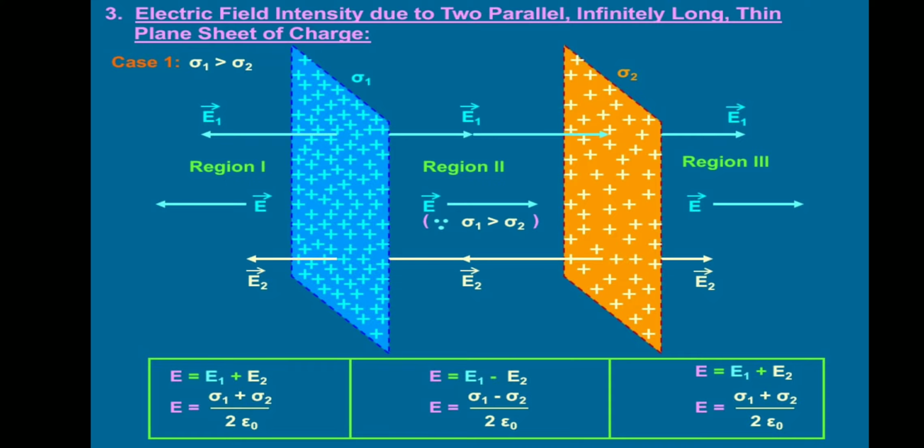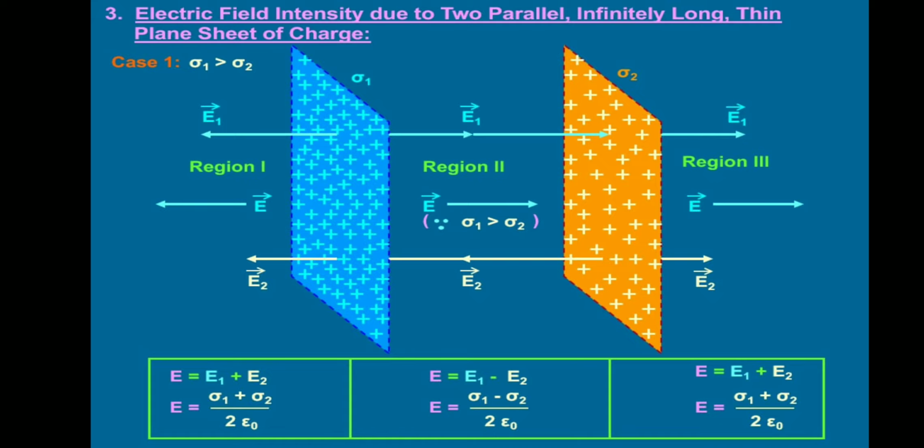Now dear students, you are familiar with the electric field intensity due to a single charge sheet. In the previous lecture, we came to know that the electric field due to a single charge sheet is E equal to sigma upon 2 epsilon naught, where sigma is the surface charge density of the sheet and epsilon naught is the permittivity. Today's topic of discussion is to find the electric field intensity due to two parallel plates having surface charge density sigma 1 and sigma 2.